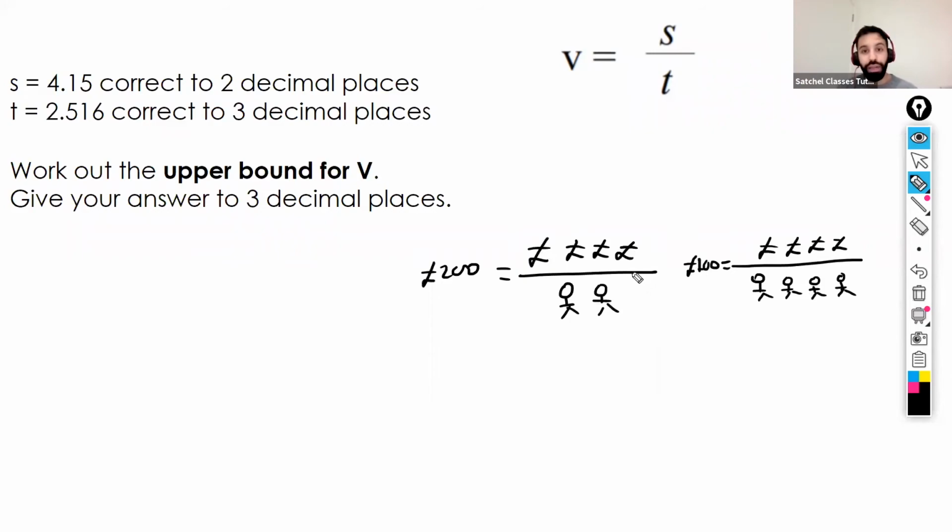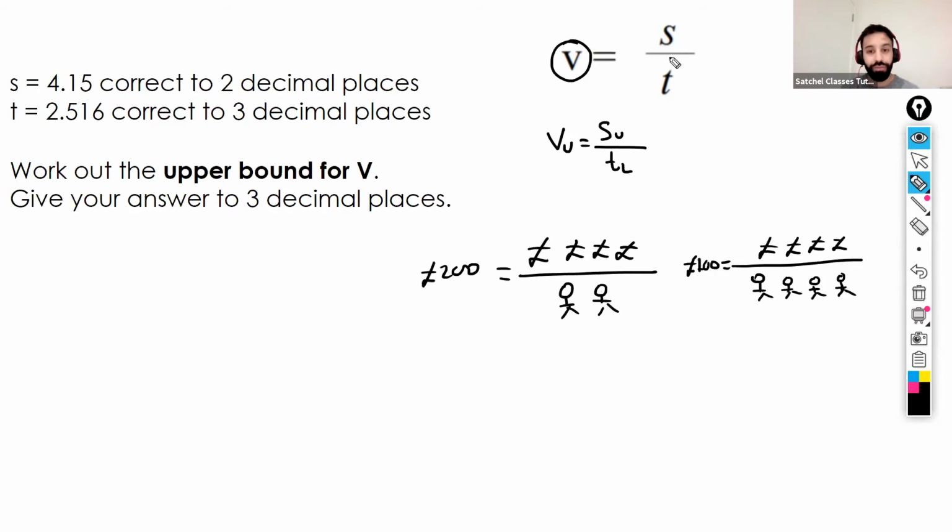So what we want in an ideal situation to get the highest possible result, we want the largest amount of money divided between the smallest number of people. So in this case, upper V would be the upper bound of S divided by the lower bound of T. So the largest amount of money divided between the smallest number of people. And that's maybe the best way to remember these problems.